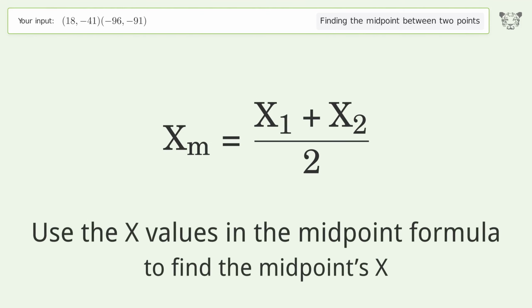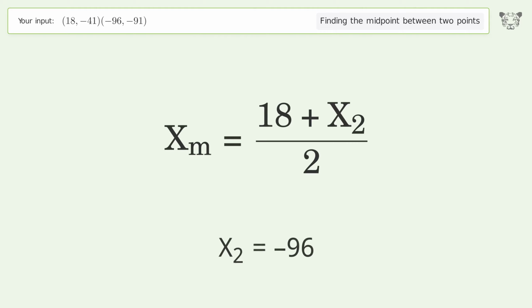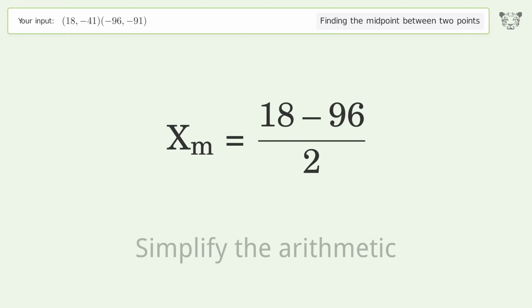Use the x values in the midpoint formula to find the midpoint's x. x1 equals 18. x2 equals -96. Simplify the arithmetic.